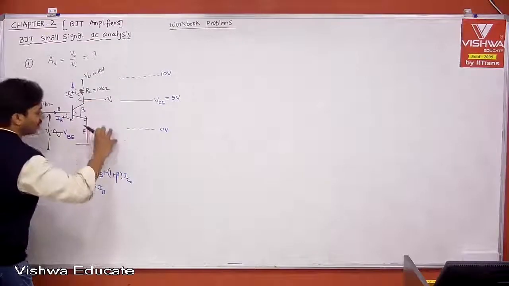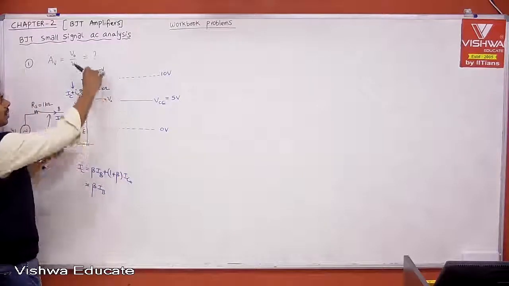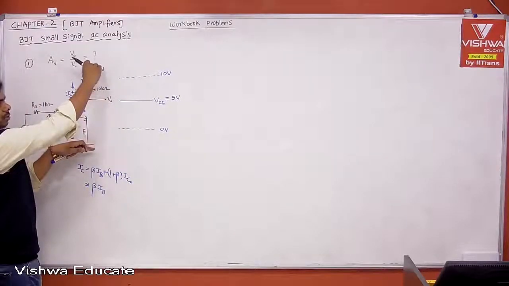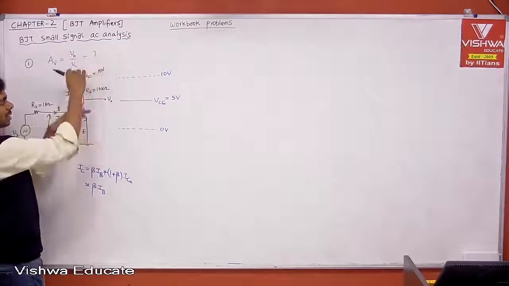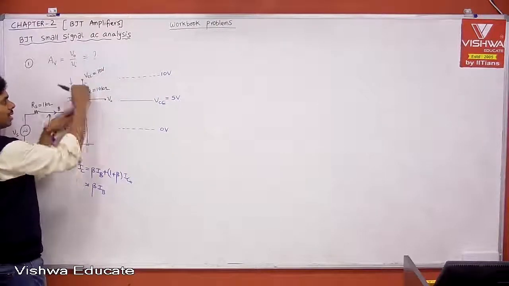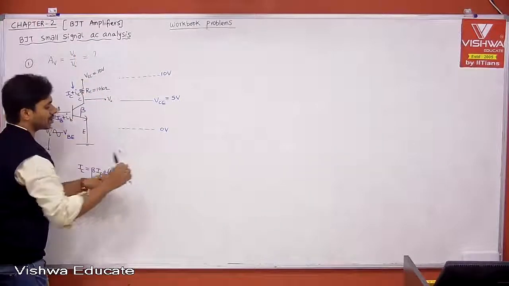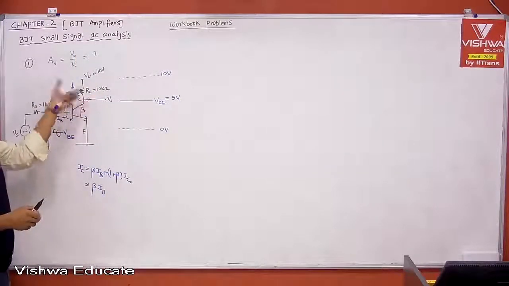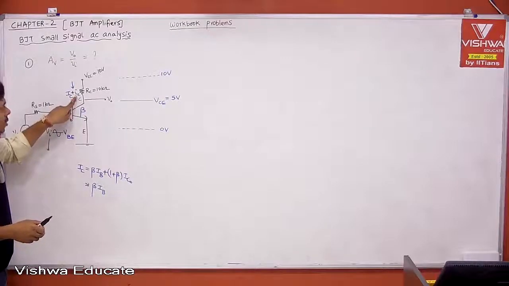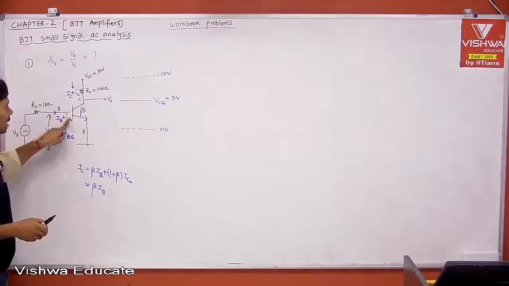When the drop across RC is increasing, the same amount of decrement you see at the transistor output, because the VCC to ground is constant. This voltage is equal to this voltage plus this voltage. If the voltage across RC is increasing, then the voltage at the output of the transistor will decrease. But how much is the increment depends on your IC. How much is the change in IC depends on ib times beta.